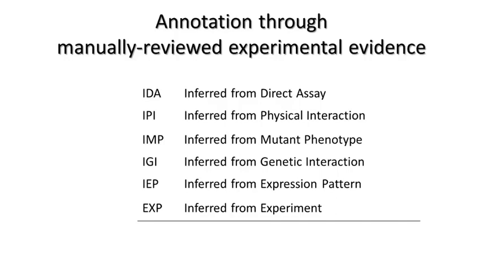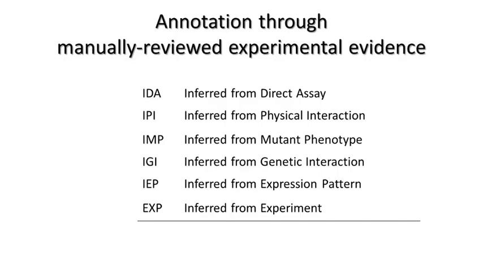IGI, inferred from genetic interaction, such as traditional genetic interactions, functional complementation, rescue experiments, and interference from a different gene. IEP, inferred from expression patterns, such as transcriptional levels or timing and protein expression levels. And EXP, inferred from experiments that are not covered in the above list.